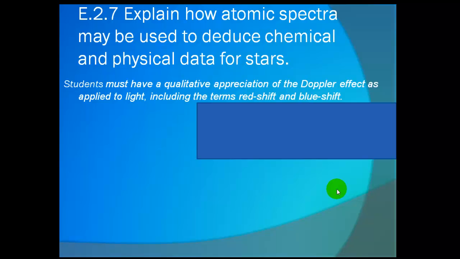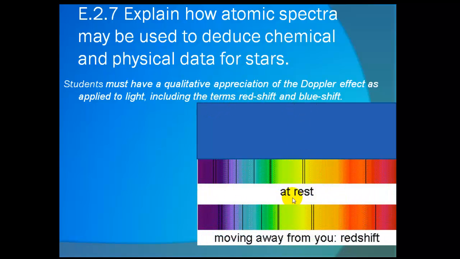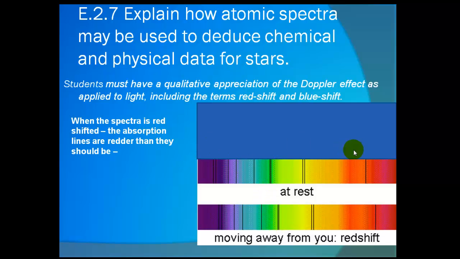Explain how atomic spectra may be used to deduce chemical and physical data for stars. You must understand this idea of the Doppler effect can give this effect of redshift and blue shift. Here's a star which is at rest. This is the absorption spectrum. There are the Fraunhofer lines. If it's moving away from us, the lines are shifted more to the red part of the spectrum. If it's moving towards us, the lines are going to be shifted more to the blue part of the spectrum.